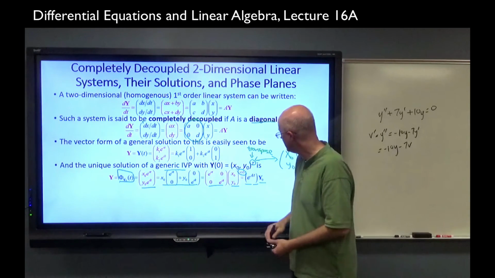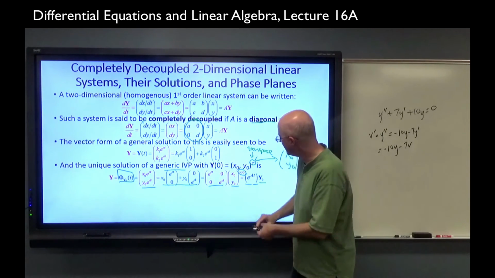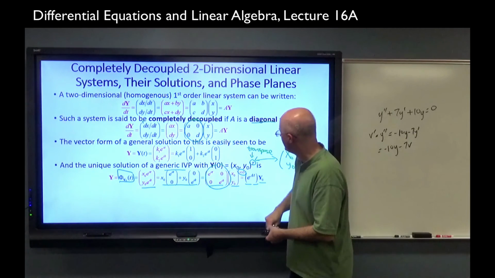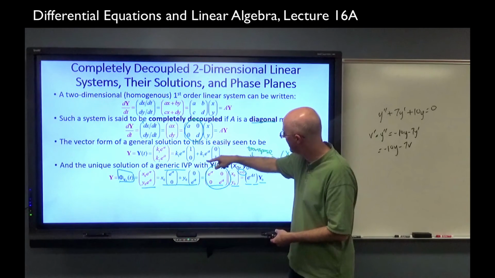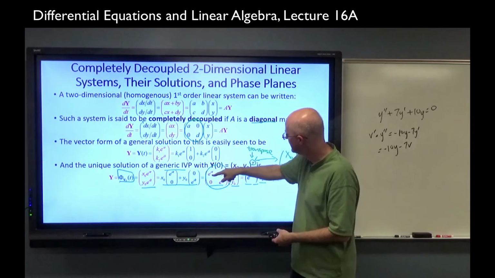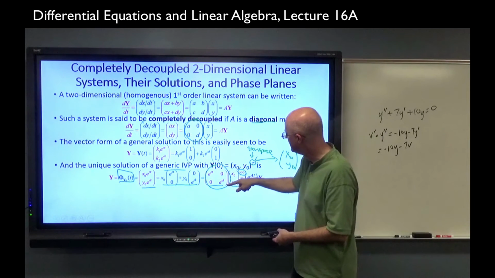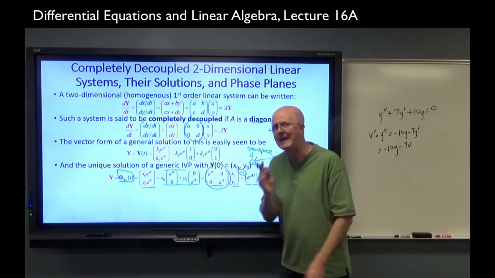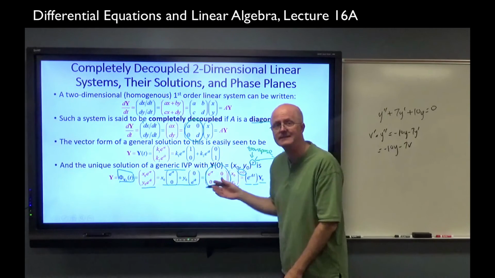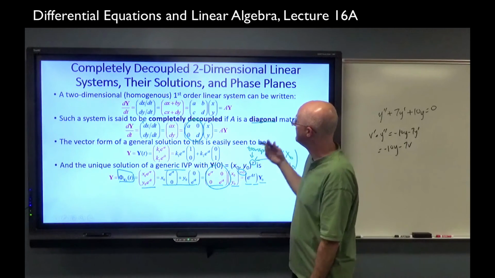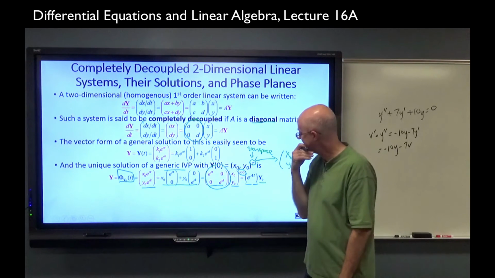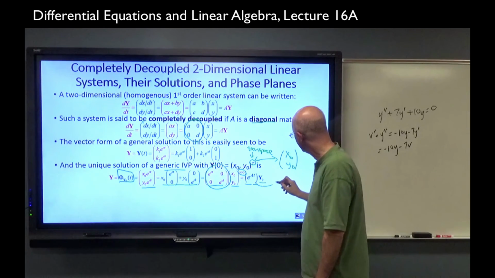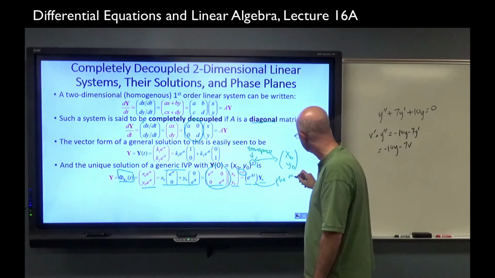Would it make sense to call this matrix e to that matrix times t power? I mean, after all, the a becomes e to the at, and the d becomes e to the dt. Maybe that makes sense. And I'm saying it does make sense. And it comes out nice and simple in this special case of a completely decoupled system which has a diagonal matrix as its matrix. This is called the matrix exponential.